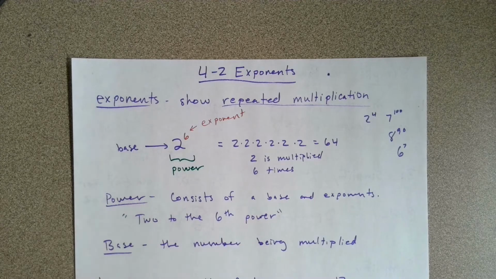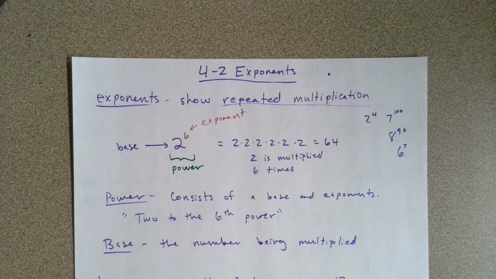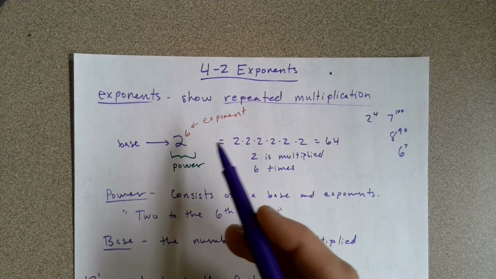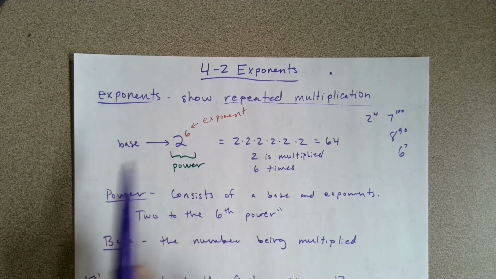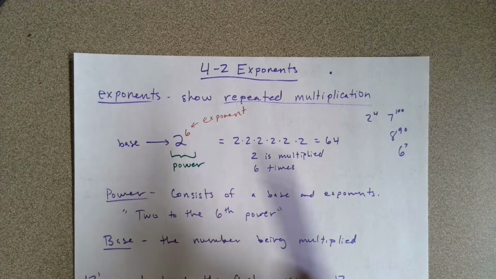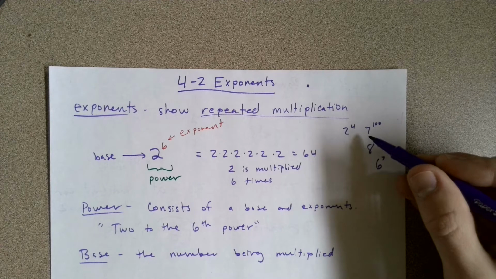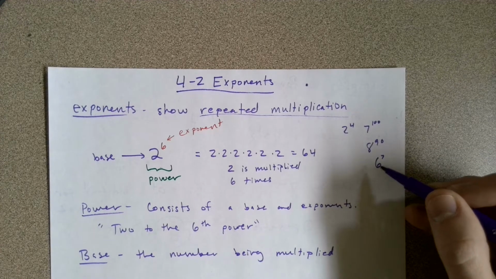Basically what happens is we have three parts. Our whole thing is called a power. You maybe heard that before. Something like this one would be called 2 to the 6th power. Our base number is what we say first. That's our 2. 2 right here is our base. Our exponent is 6. 2 to the 6th power. I would say this one is 2 to the 4th power, 7 to the 100th power, 8 to the 90th power, 6 to the 7th power.